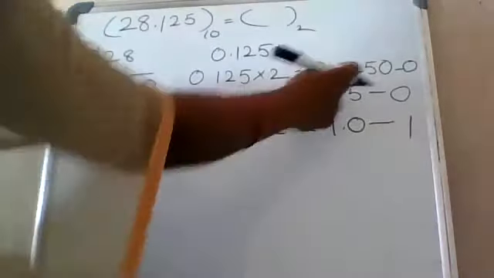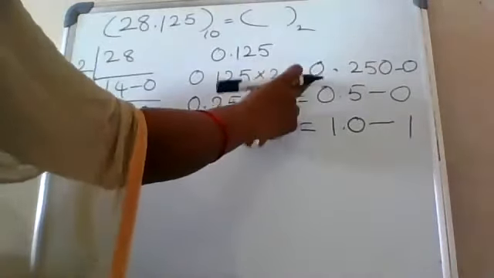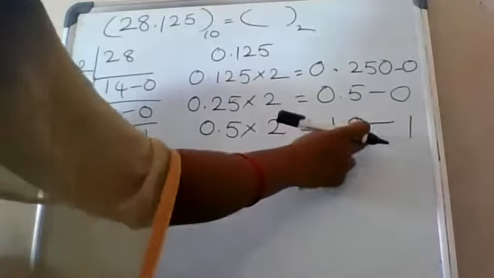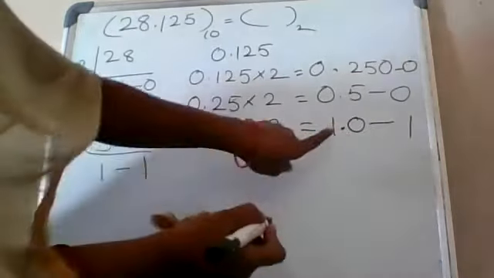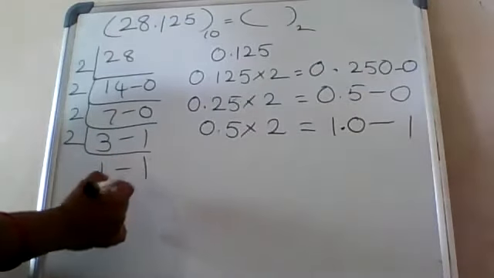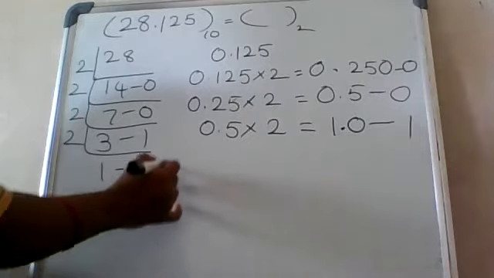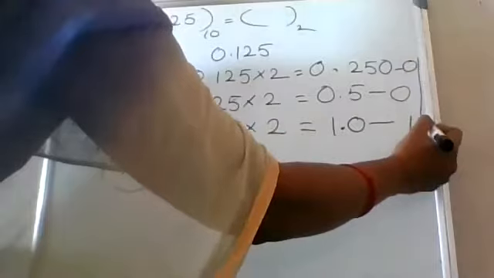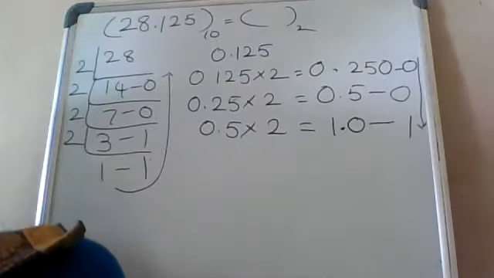Here 0.25, that's why we write the remainder 0. Here also 0.5, that's why remainder 0. Here 1.0, this is the remainder. Here the numbers are written in the upward direction, from here to here: 0 0 1.